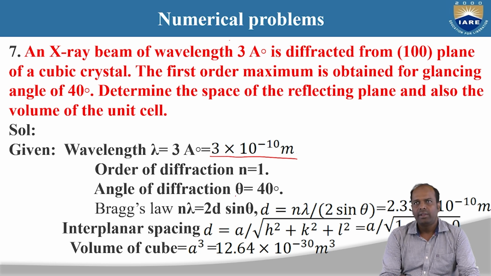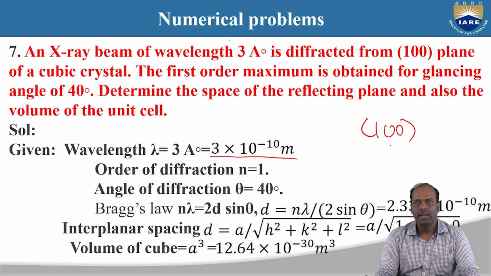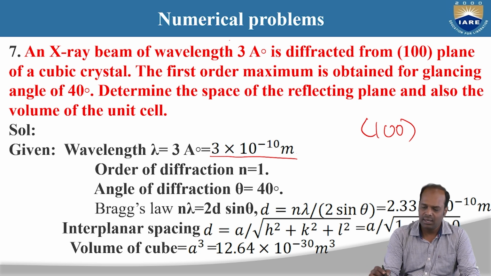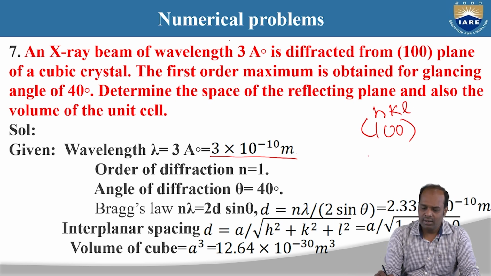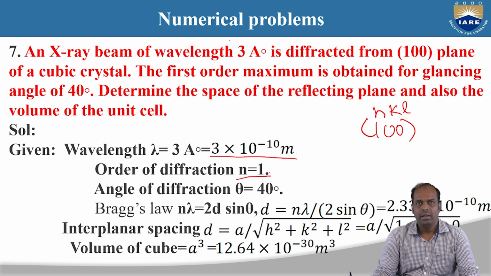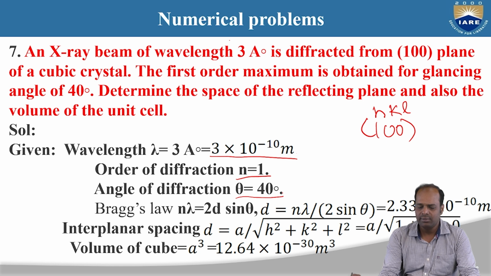Next, they have given the plane as the 100 plane, that is the h, k, l planes. And what is the order? n is equal to 1. The order of diffraction is n = 1, the first order. Then the glancing angle is given: θ = 40 degrees.